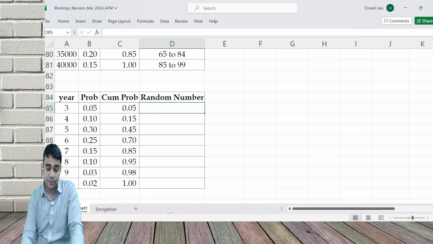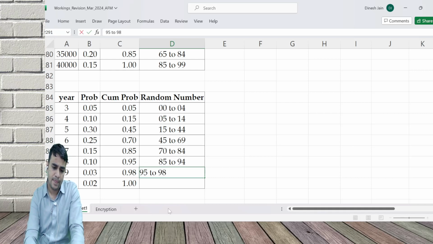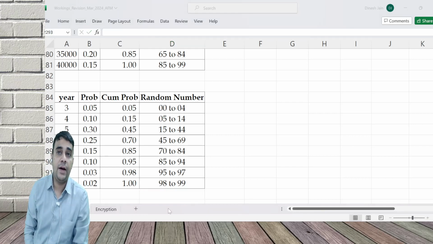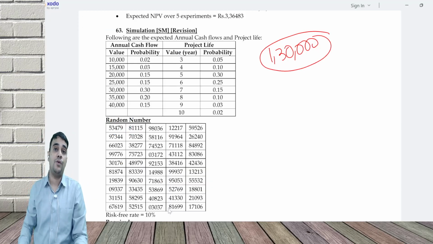What was the random number for the first one? 00 to 02, 03 to 04, 05 to 14, 15 to 45, 46 to 72, 73 to 85, 86 to 95, and 96 to 99. Okay, how to pick random number? I cannot give any logic to it. It's your wish how you want to do.